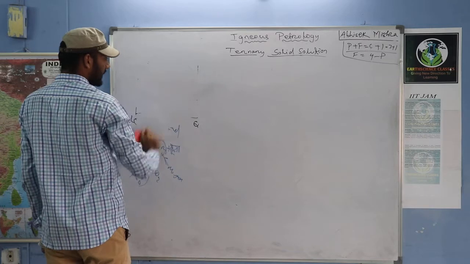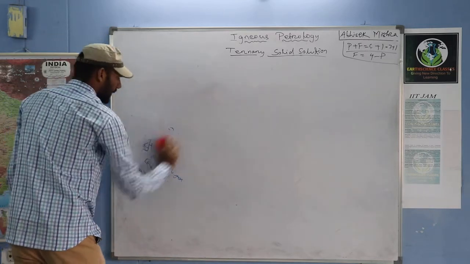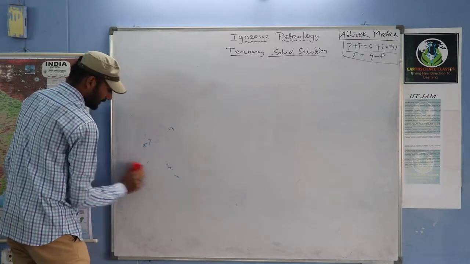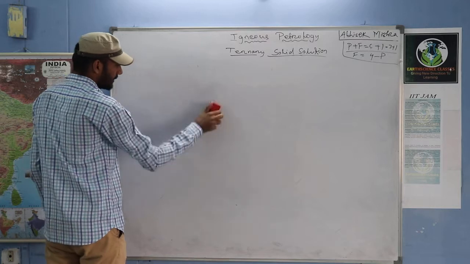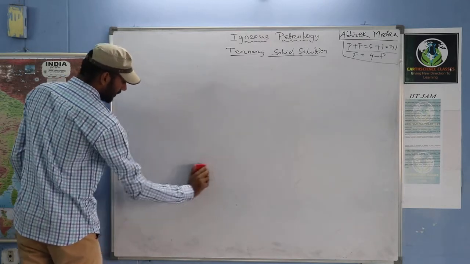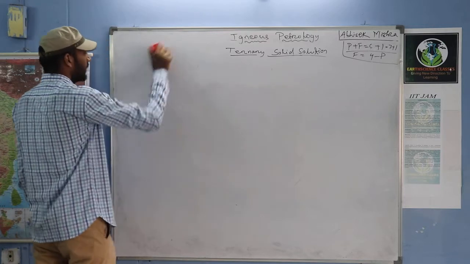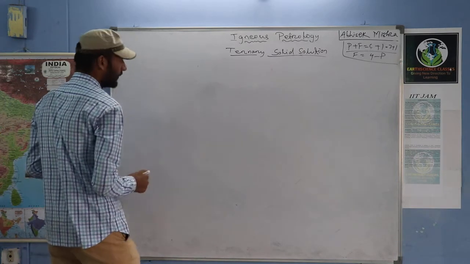So we have already studied binary solid solution. In binary solid solution, what are the examples? Like forsterite and fayalite from the olivine group, then diopside and hedenbergite, albite and anorthite from the plagioclase group, right? Like that we have studied so many examples.